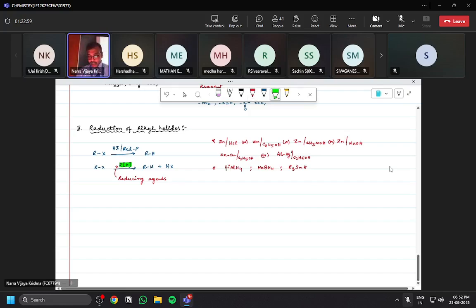In case of lithium aluminum hydride, one specialty we discussed yesterday only. Lithium aluminum hydride will reduce all functional groups into alcohols. Alkyl halides will convert into alkanes. Remaining functional groups will convert into alcohols. But it will not reduce carbon-carbon double bond. It will reduce carbon-carbon double bond if and only if it is adjacent to benzene. Right?